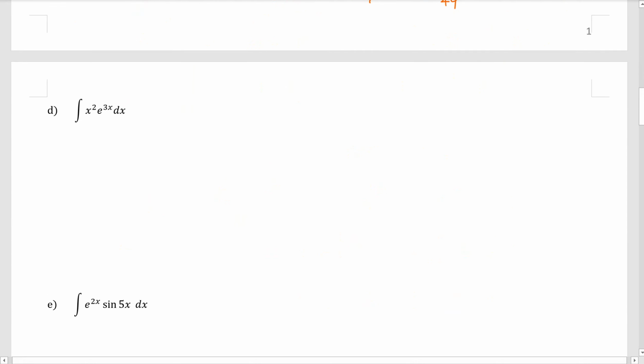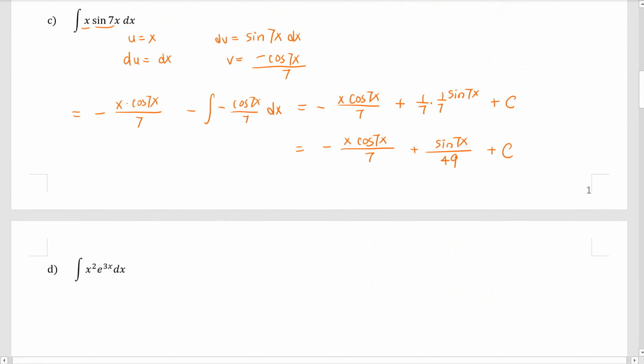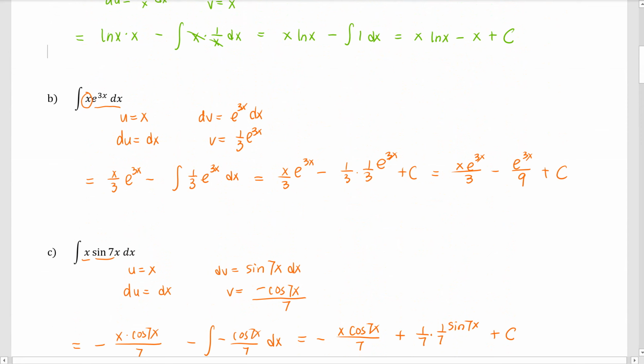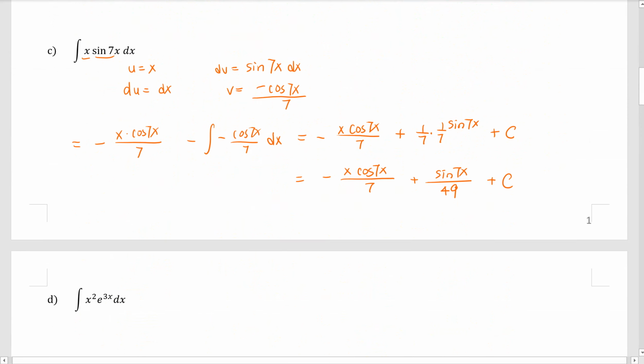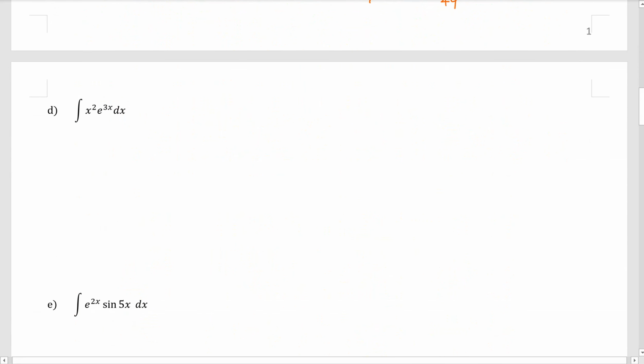All right, so part D is x squared. Part D is quite similar to part B, but instead of x, now we have x squared. So it means we might need to use integration by parts twice. First we let u be the polynomial, then dv is whatever is left, that is e to the 3x dx. And then du is 2x dx.